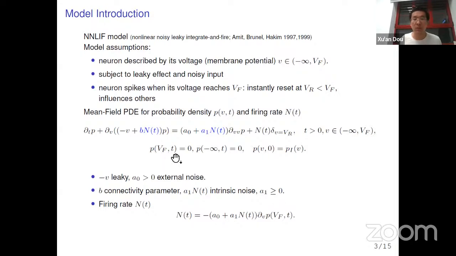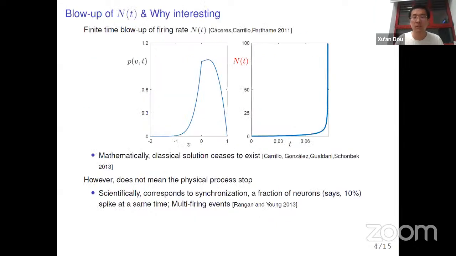When a neuron's voltage reaches VF, it spikes and is instantly reset to VR. So we have a Dirichlet boundary condition at VF and the Dirac source term at VR. The neurons reset at VR are exactly those that hit VF and spike. So the coefficient here is the firing rate N(t), and N(t) is determined by the boundary flux at VF. Since the diffusion coefficient also depends on N(t), this equality actually gives a self-consistent equation for the firing rate. And for such a model, the firing rate can blow up in finite time.